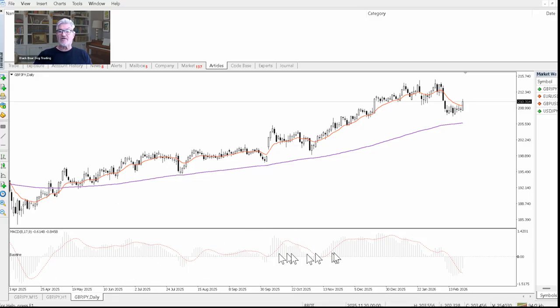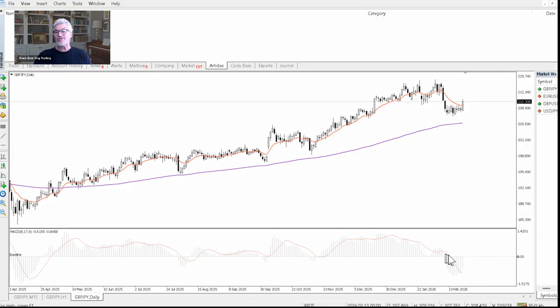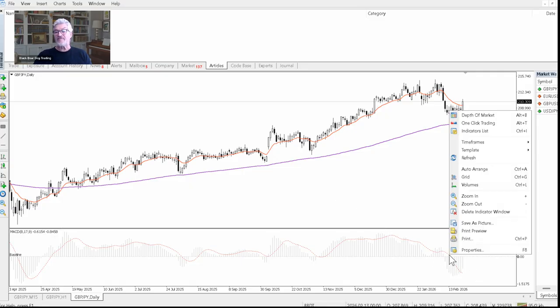Rather than cluttering your chart with all sorts of different indicators, you can keep it if you want to, but you don't need this MACD. You can simply remove it, and instead you use the 12 EMA.